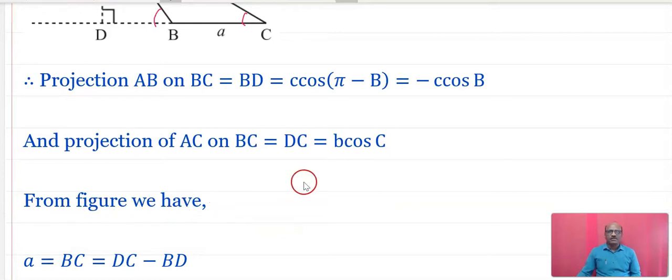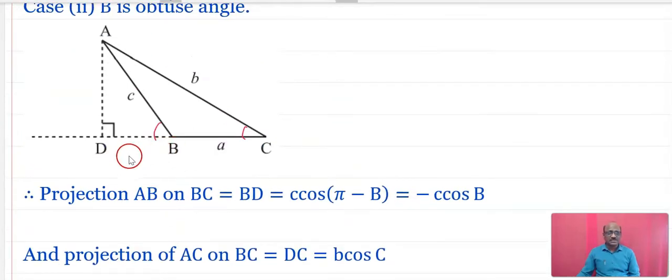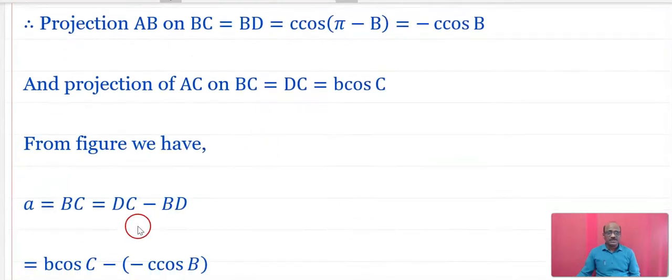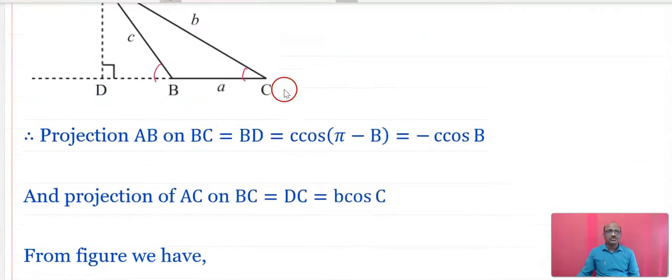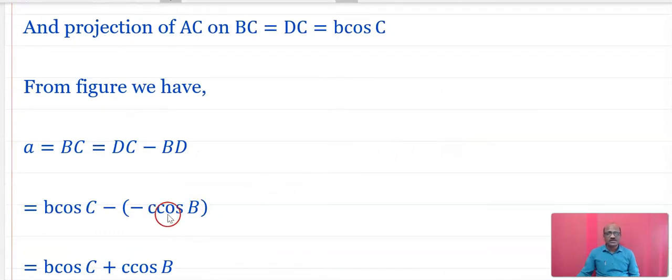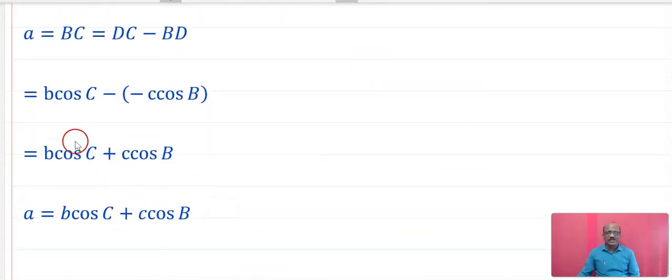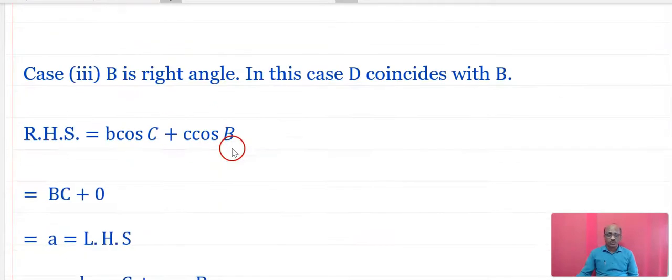Now from the figure, a is BC, and this BC is nothing but DC minus BD. But DC is equal to b cos C, and BD is equal to minus c cos B. Minus and minus become plus, and here we have b cos C plus c cos B. Hence a = b cos C + c cos B when angle B is an obtuse angle.